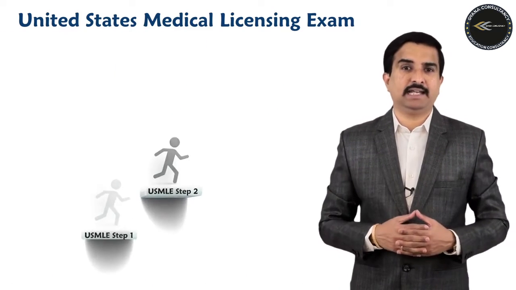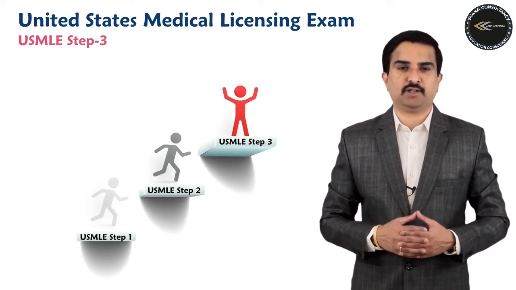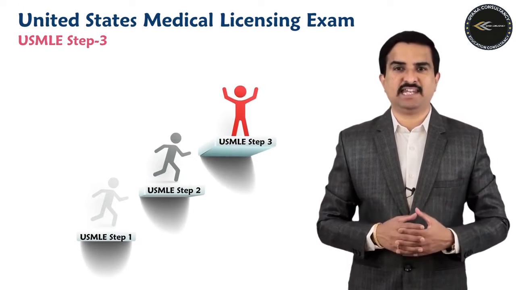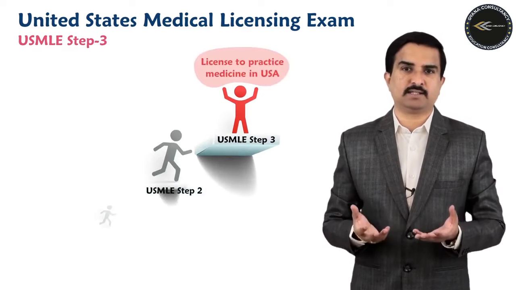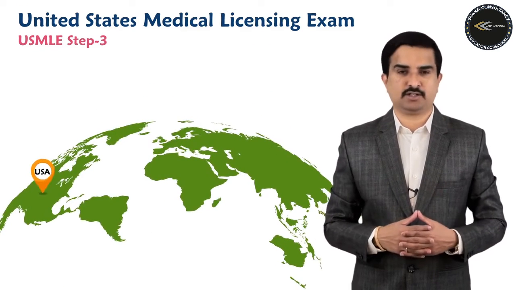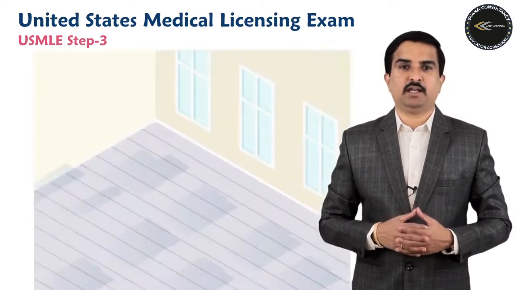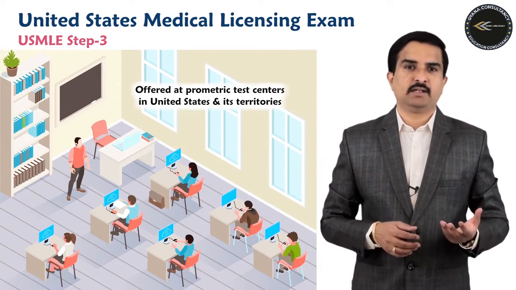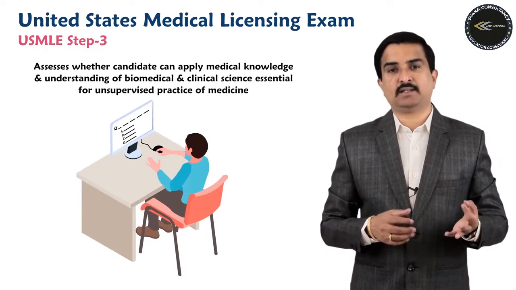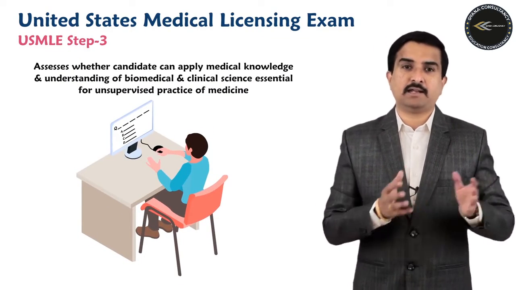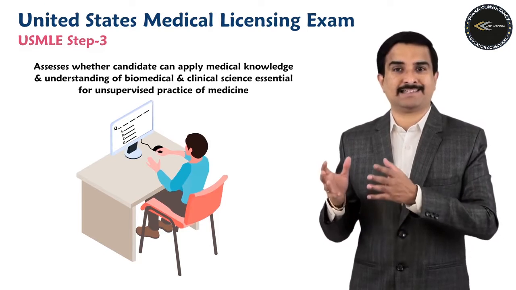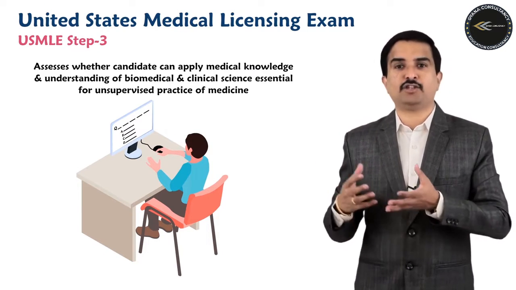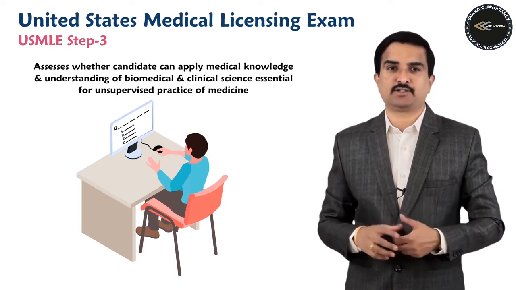And now let us talk in detail about what the USMLE Step 3 is. USMLE Step 3 is the final examination in the USMLE sequence leading to a license to practice medicine in the United States without supervision. The USMLE Step 3 is only offered at Prometric test centers in the United States and its territories. It assesses whether the candidate can apply medical knowledge and understanding of biomedical and clinical science essentials for the unsupervised practice of medicine, with emphasis on patient management in ambulatory settings.